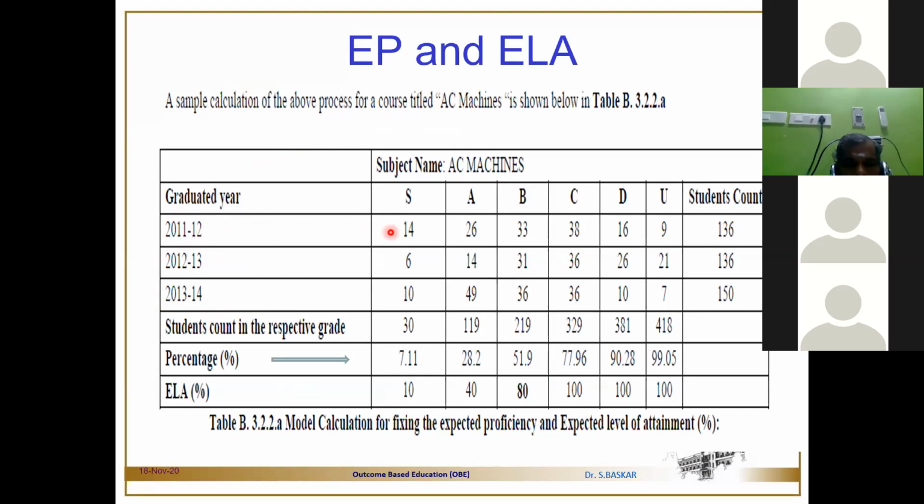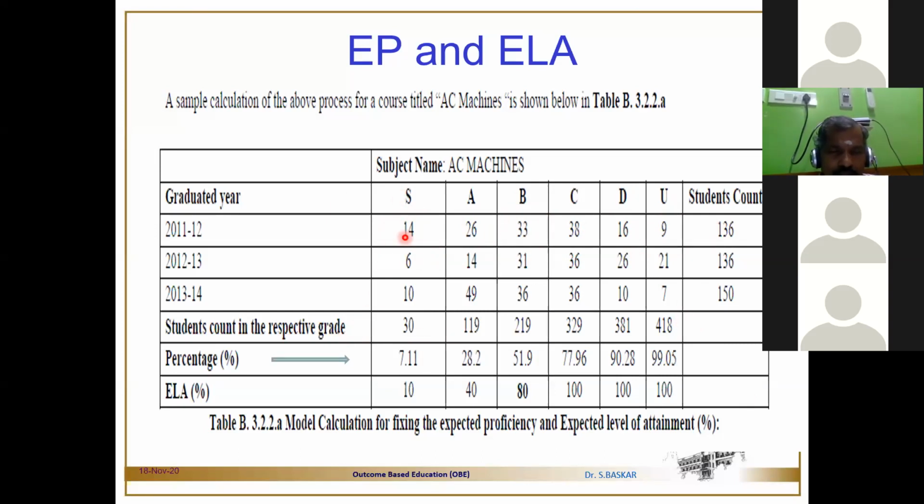Because in our college, we are following the grading system. I have just counted how many students scored S grade, how many scored A, B, C, D, and U is fail. It is the absolute number of students who scored each grade. If you add everything, you will get 136. The total count is 136. Therefore, this number indicates students who scored a particular grade. Okay, we have 3 years of data.